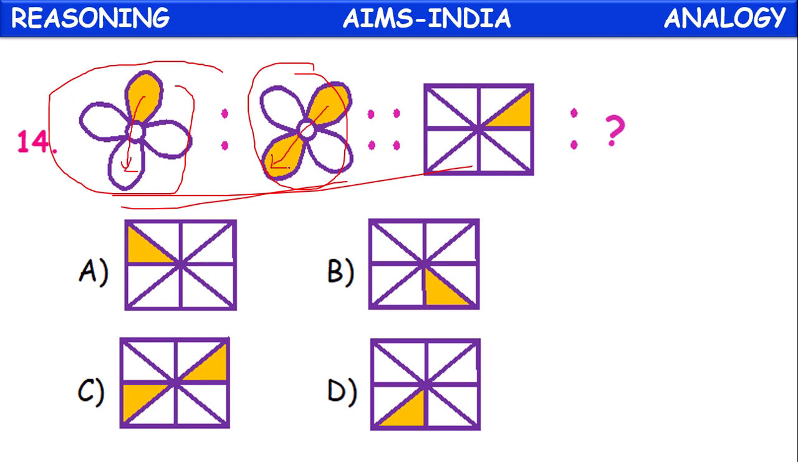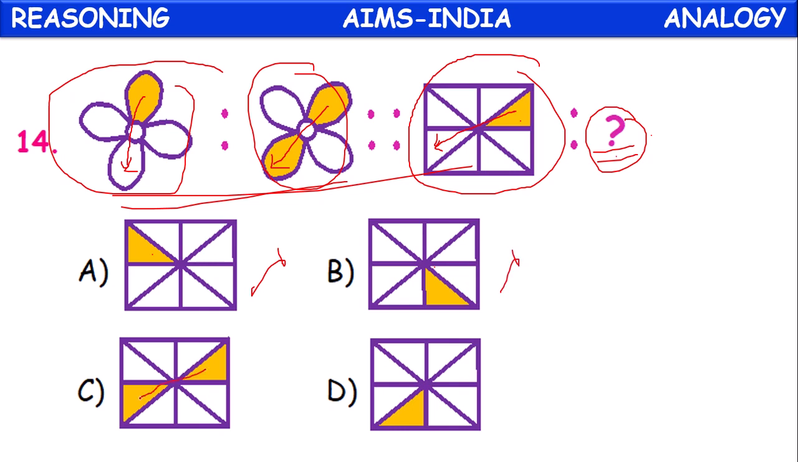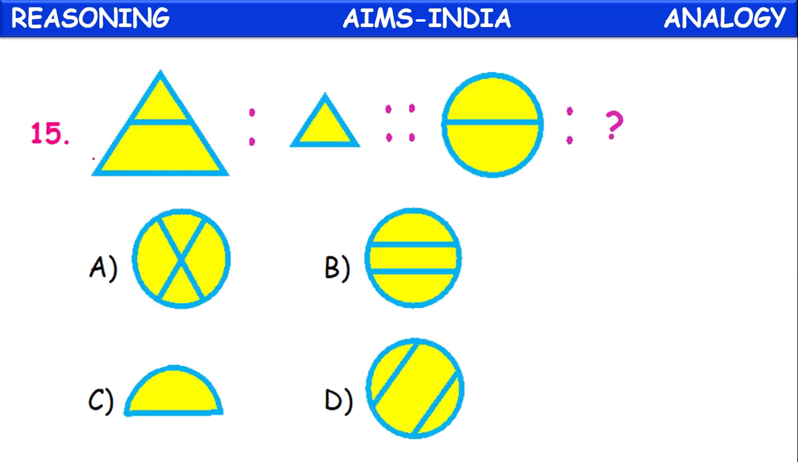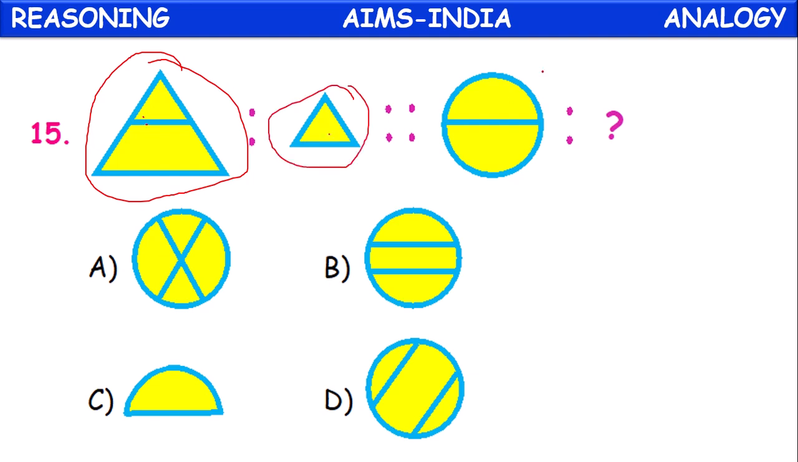So in the first pair, this figure is related to this. What is the difference here? This opposite part also shaded here. Opposite part also shaded. So then this figure is related to what? This shaded part, opposite part also to be shaded in the figure which is in question mark place. So which option? This option wrong. Opposite part is shaded. Correct. This option wrong. So C option is the correct option.